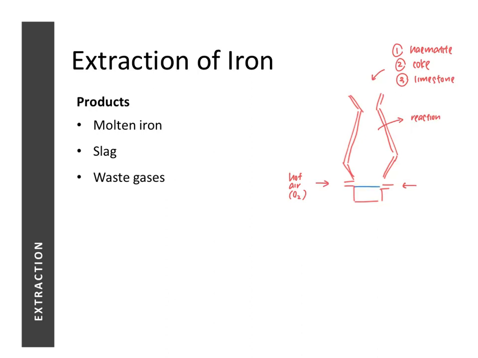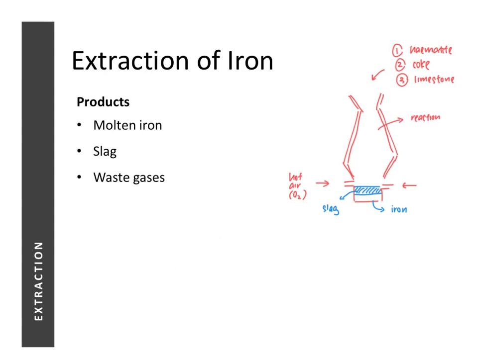Now these 2 products will actually sink to the bottom of the blast furnace. One of them will float on top of the other. So a common question that you will be asked is, which one floats on top of which? And the answer is this: your molten slag is actually less dense than your molten iron. So your slag will be found at the top layer, while your molten iron will be found at the bottom layer.